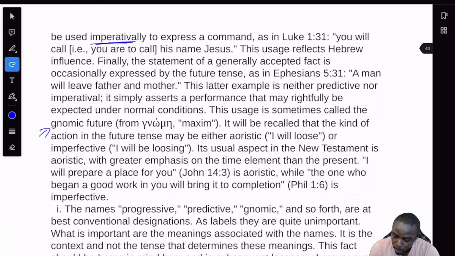It will be recalled that the kind of action in the future tense may be either aoristic, "I will loose," or imperfective, "I will be loosing." Its usual aspect in the New Testament is aoristic, with greater emphasis on the time element than the present. "I will prepare a place for you," John 14:3, is aoristic, while "the one who began a good work in you will bring it to completion," Philippians 1:6, is imperfective, meaning continuing work, right?